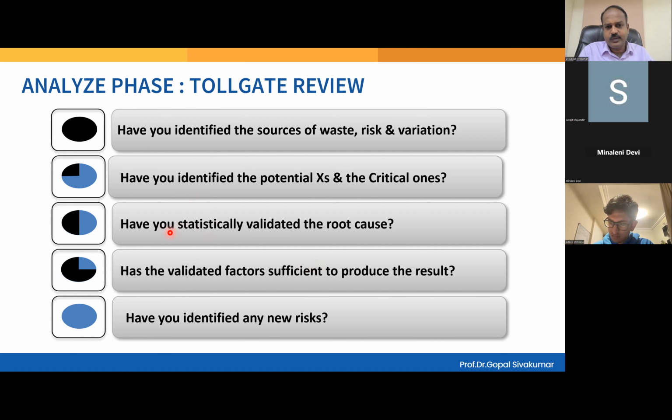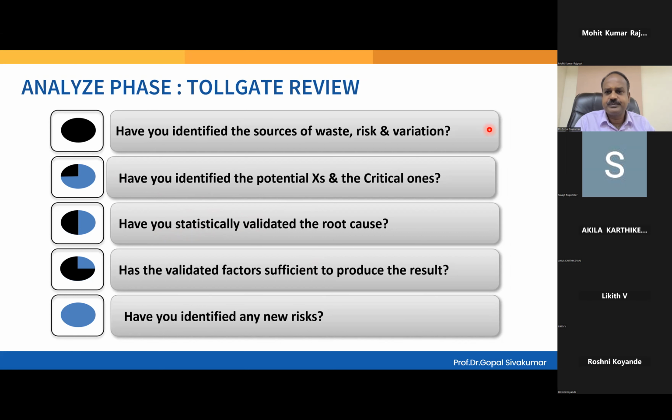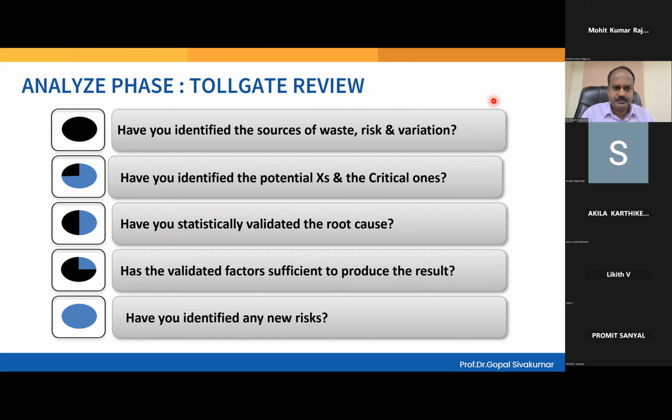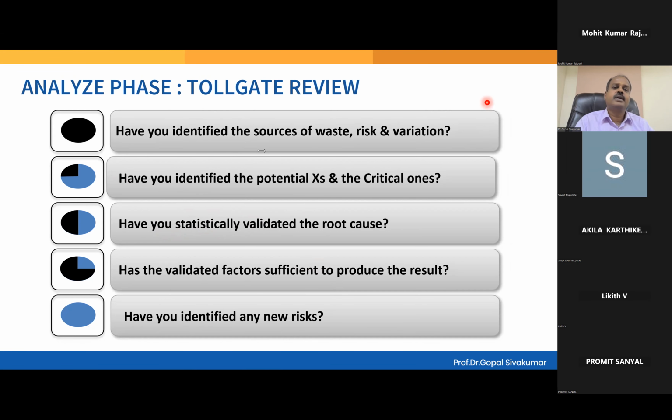Yes, sir. Now, can one of you tell me what is the meaning of this question? Have you statistically validated the root cause? What are they asking? Come again, please. Yeah, the proper evaluation of the root cause. So people, out of discussion, are telling that this is the root cause. But do you have any experimental evidence? That is the question here. Please understand.